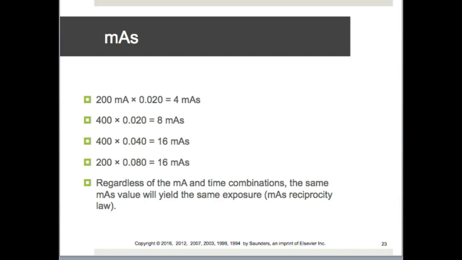When we look at the different ways to calculate it, this is called the mAs reciprocity law, so we just call it reciprocity law. When I take 200 and multiply it by 0.02, I get 4 mAs. Well, I can change this around and make this 100 by 0.04, and it'll come out at 4 mAs. So that's called the reciprocity. So you can change your mA and your time around where it's going to reach the same value. And so here it says, regardless of the mA and time combinations, the same mAs value will yield the same exposure. So that's the mAs reciprocity law.